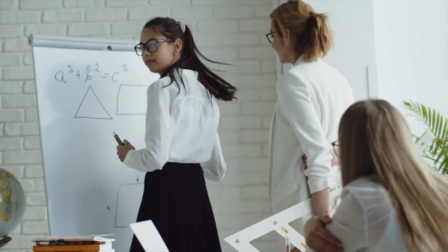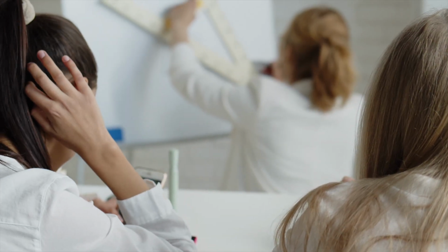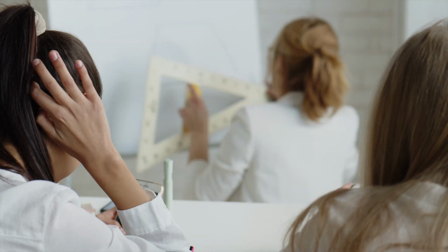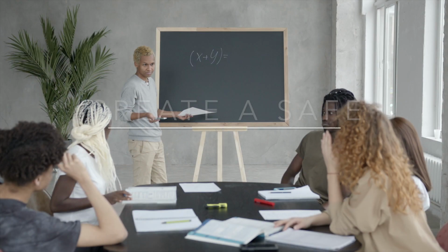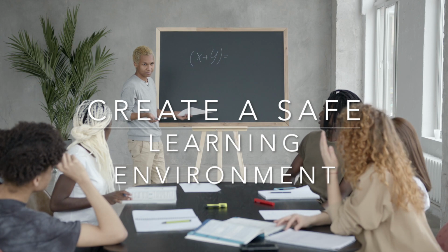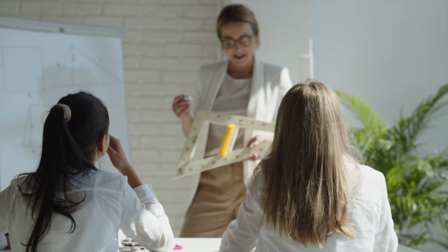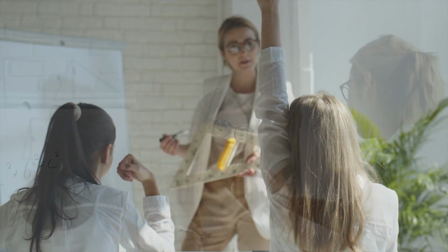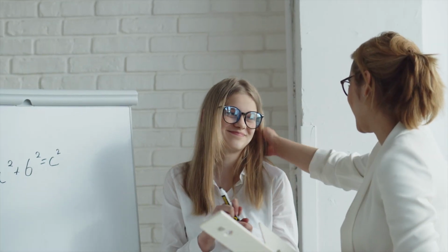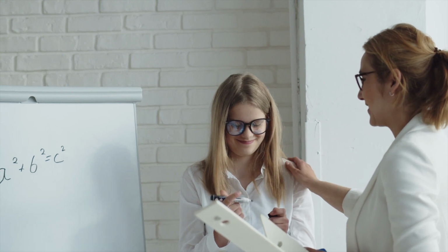Both teachers and students play an important role in the learning process. Here are some essential ways teachers and students can make learning easier for everyone. Number 1. Create a safe learning environment. Teachers can engage students more when they help them recognize their previous knowledge about a subject. By doing this, teachers allow students to become more confident in their abilities.